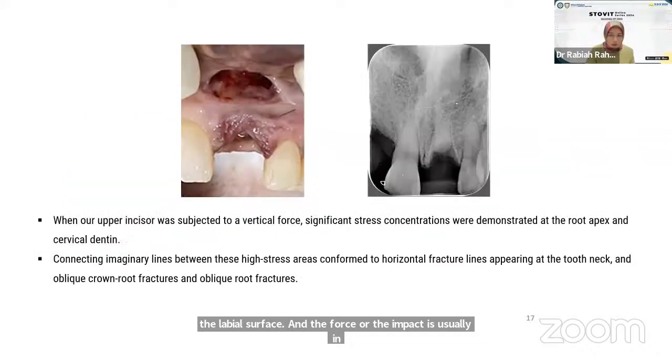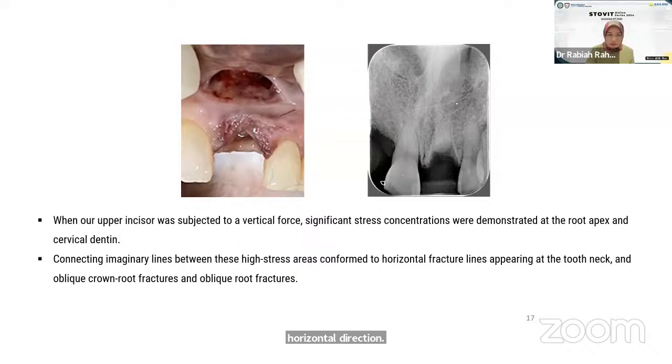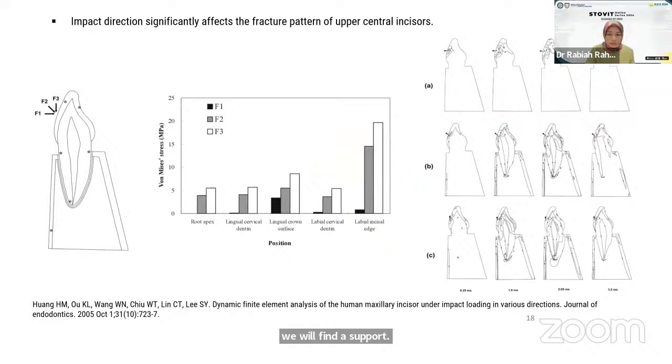And for 2-1, which was missing but actually was fractured at the root region, we found out from the literature that usually in this kind of fracture, the tooth was subjected to vertical force. So whatever opinion we give, we will find supporting literature to back us up. This was one of the papers that we have referred to. It was a nice study.